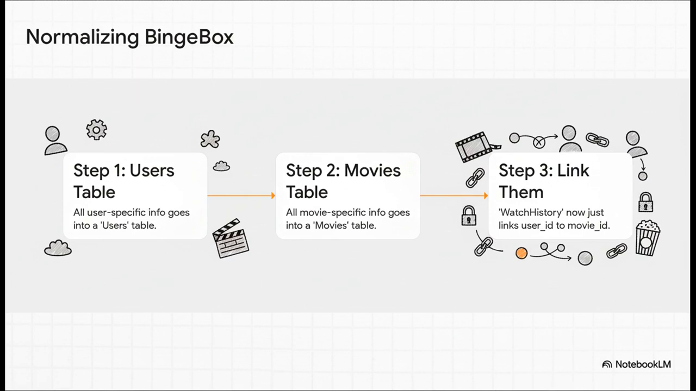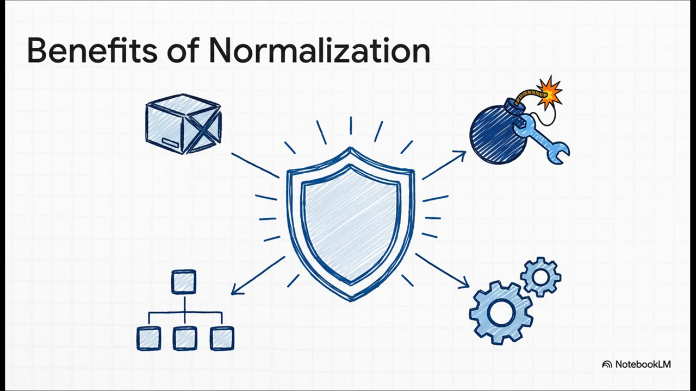First, a users table that holds user info, just once per user. Second, a movies table for all the movie details, just once per movie. And now, our watch history table becomes incredibly simple. It just holds the IDs that link a user to a movie. That's it. And just like that, look at the benefits.